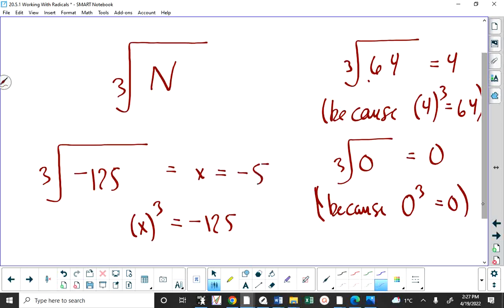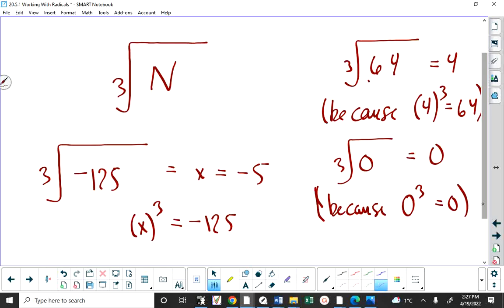Can somebody answer this question for me? Why am I allowed to take the cube root of a negative, but I'm not allowed to take the fourth root of a negative? Will? There's an even number of negatives in the fourth root, but an odd number in the third root. That's right. With a fourth root, you're going to end up with an even number of them being multiplied together.